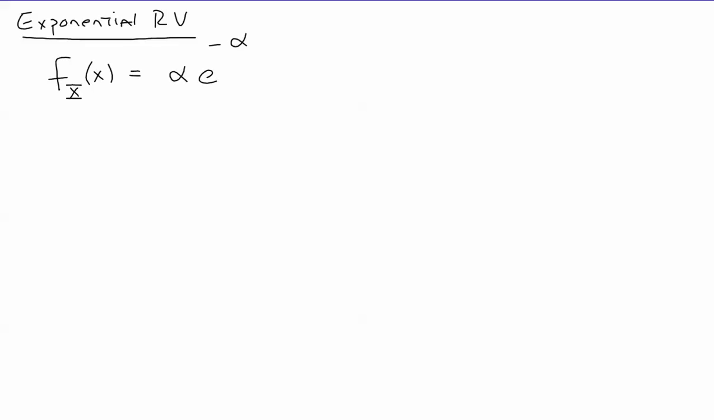The next random variable type that we're going to be interested in is the exponential random variable. The probability density function for an exponential random variable looks like this. All right, and the assumption here is that alpha is greater than 0.